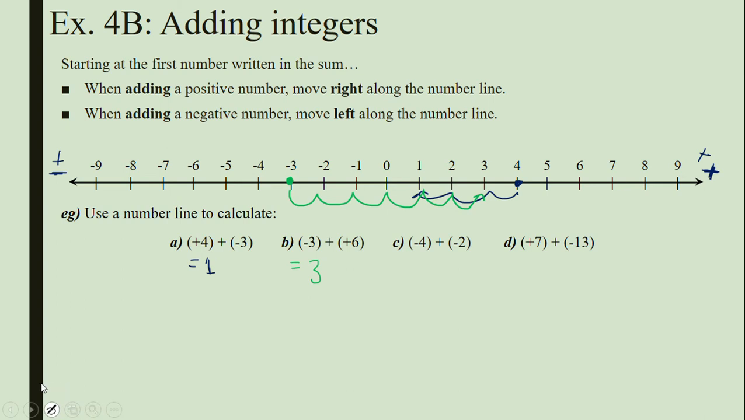Moving on to part C. Let's go purple. Okay, so we're going to start at negative 4 this time because that's the first number listed. Always begin at the first number listed. And then we're going to add negative 2. So when we add a negative number, we move to the left of the number line. So we're going to add negative 2, and that gives us negative 6.